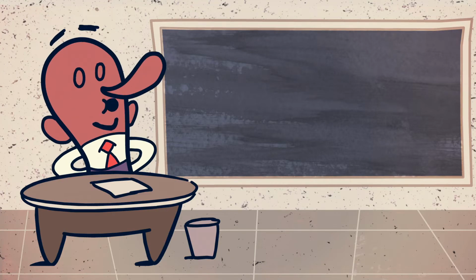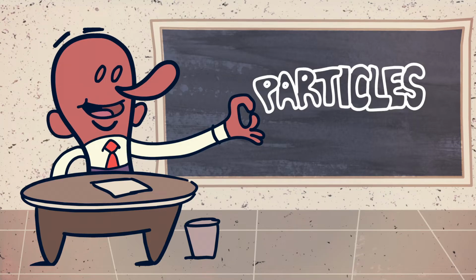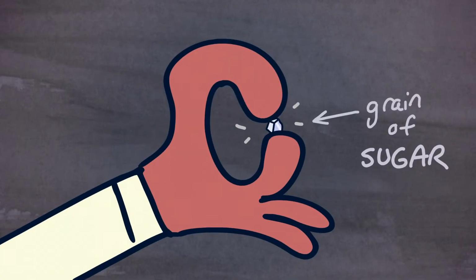Today, we're going to talk about the particles that make up solids, liquids, and gases. Particles are so tiny, we can't see them with our eyes. In fact, one grain of sugar is made up of millions of particles.